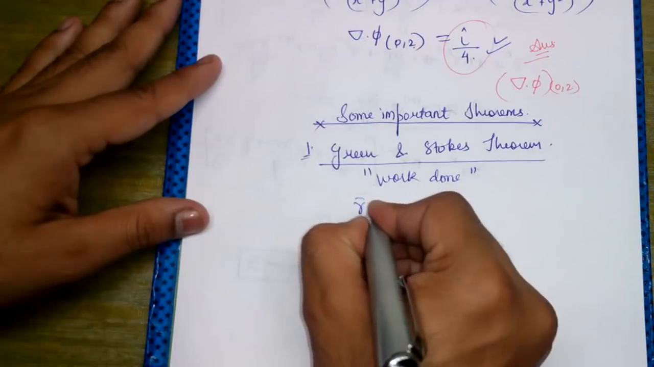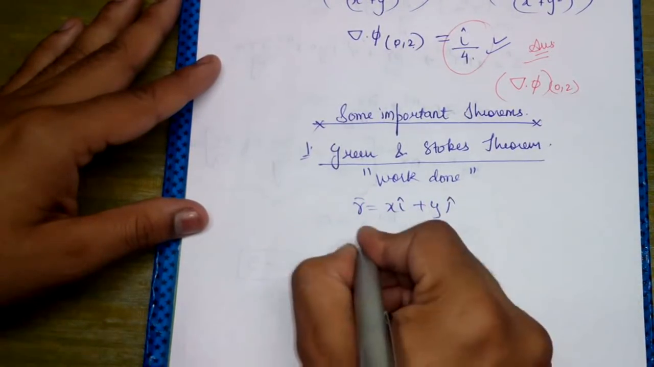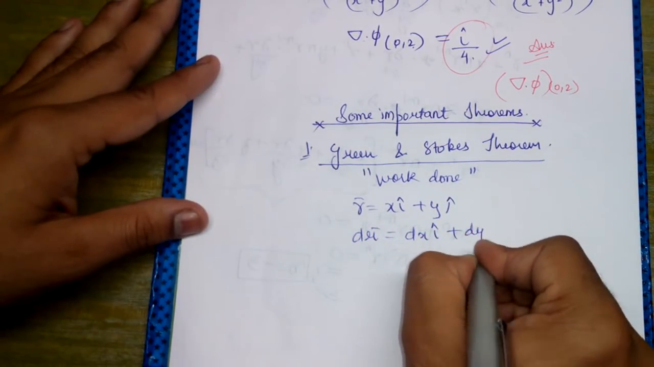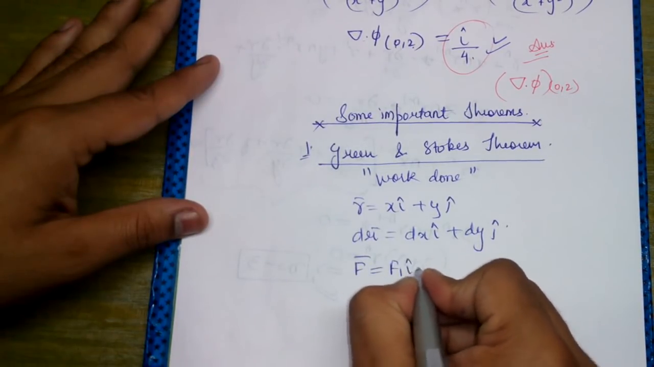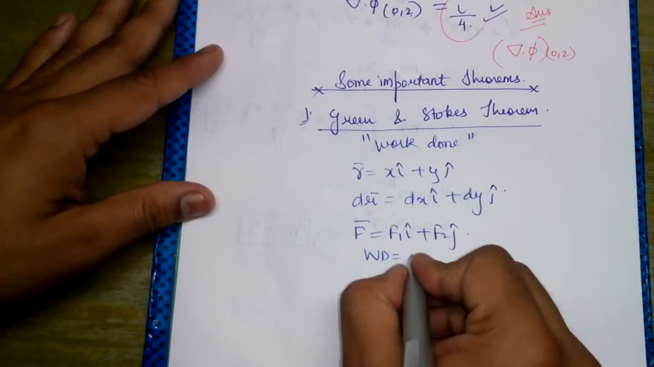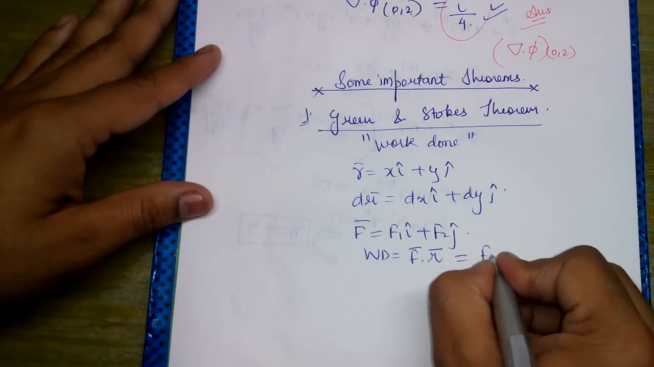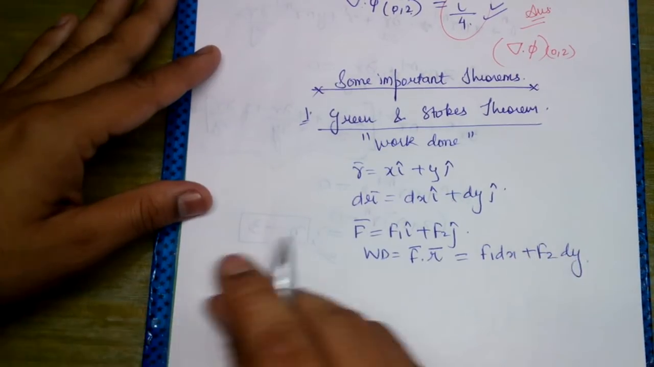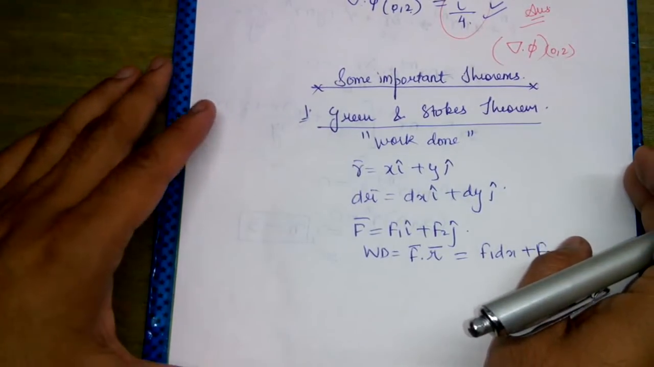Say the position vector r has been given as x i cap plus y j cap such that dr has been given as dx i cap plus dy j cap, and a force vector f has been given as f1 i cap plus f2 j cap. Then the work done is simply vector f dot vector dr. So this is f1 dx plus f2 dy. So Green's theorem and Stokes theorem are telling us about the work done.